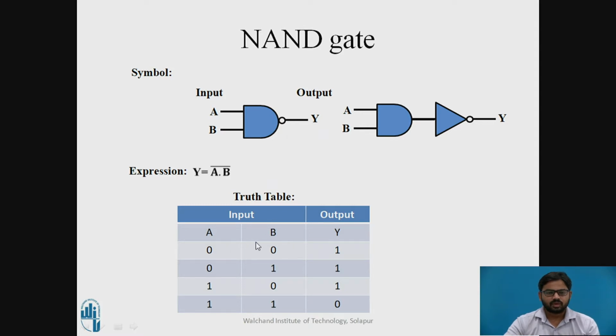In the two inputs A and B, when both the inputs are 0, the output is 1. When both the inputs are 1, the output is 0. The only case when the output is 0 is when both the inputs are 1. Otherwise, the output of the NAND gate is 1.